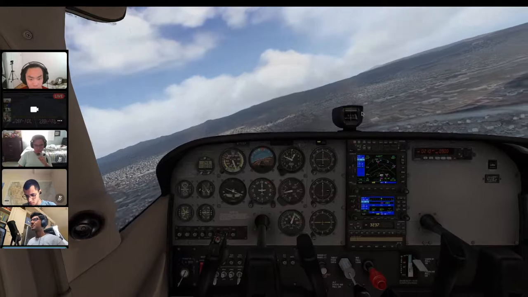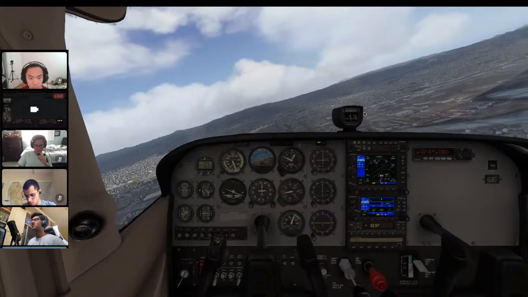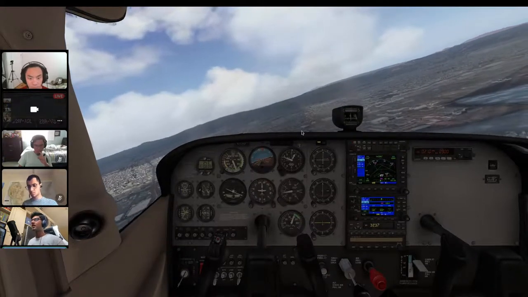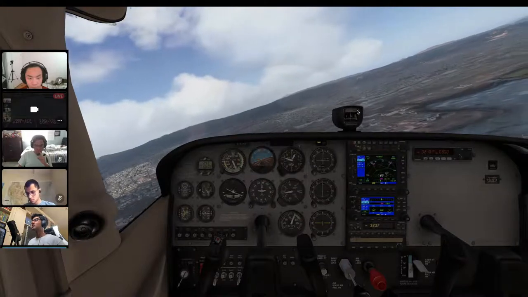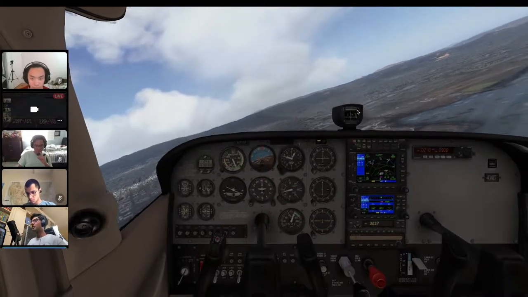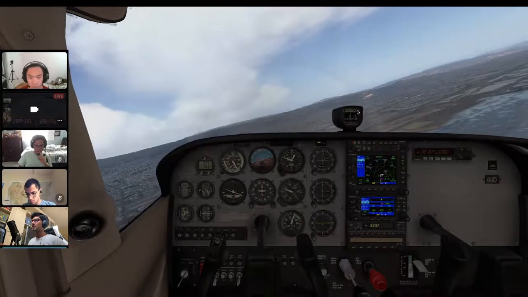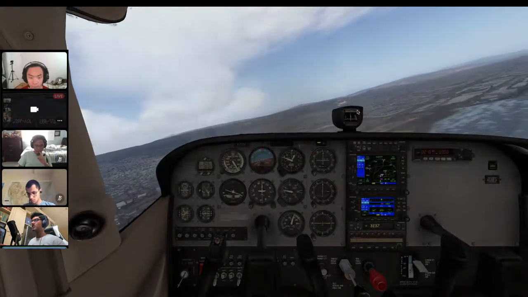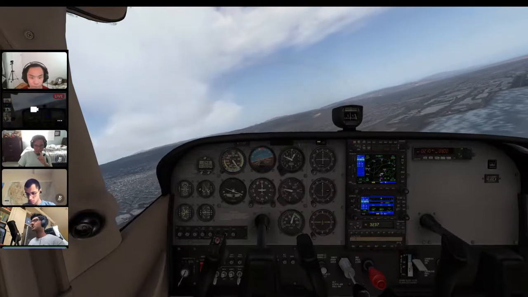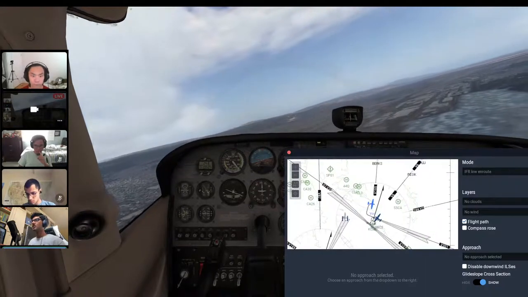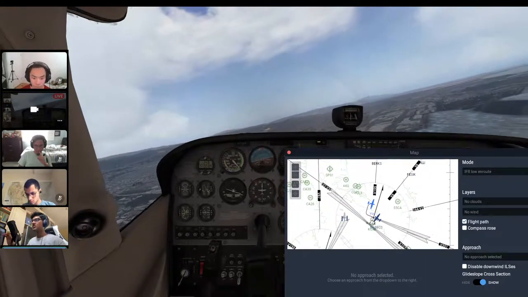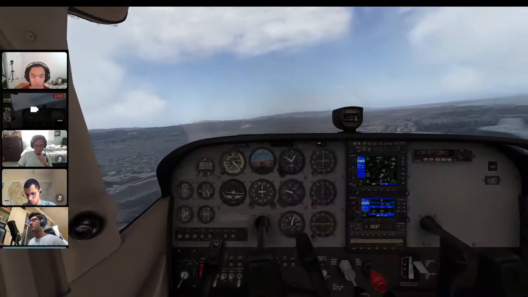We have to keep adjusting our heading indicator to match up with our magnetic compass. So let's do that once we finish this turn over here. Remember the right traffic pattern, we're going to become parallel to the runways. So right about now.